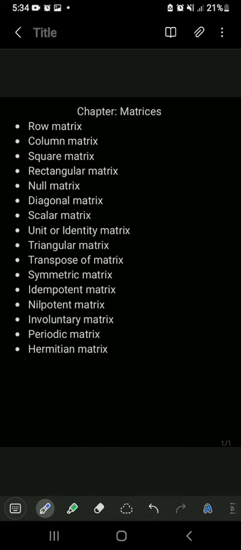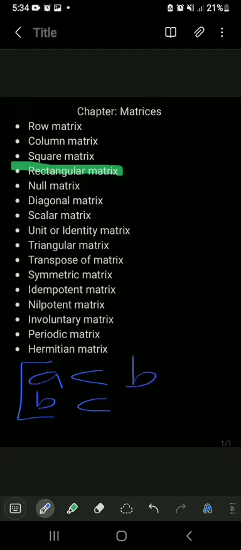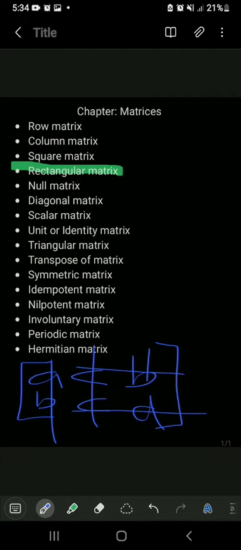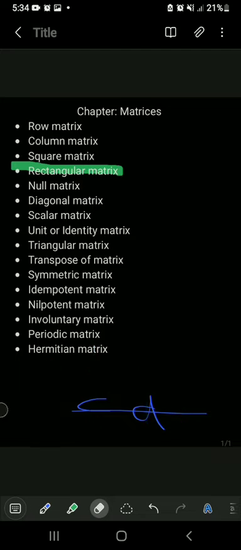If we talk about a rectangular matrix, it is one whose rows are not equal to its columns. How many rows are there? 1, 2. Two rows. And how many columns? 1, 2, 3. It's not a square matrix, but it is a rectangular matrix.